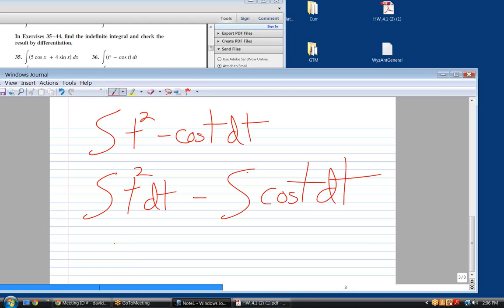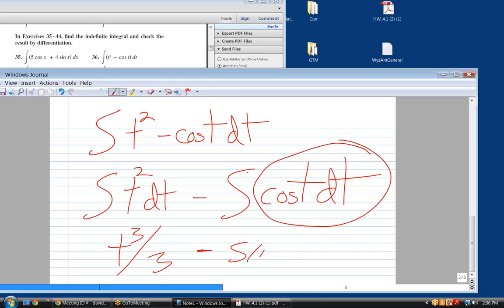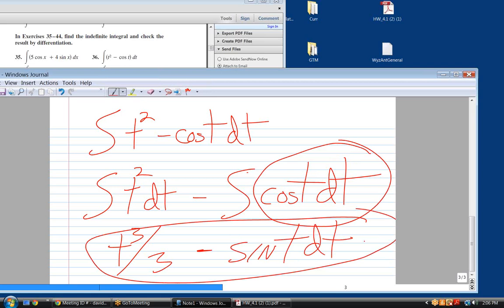Now let's do each one separately. This becomes t cubed over 3 minus, what's the antiderivative of that? Sine t. Plus. So there's your answer plus a c.